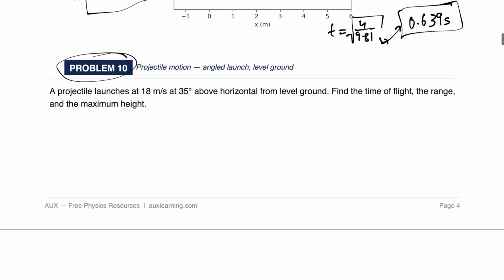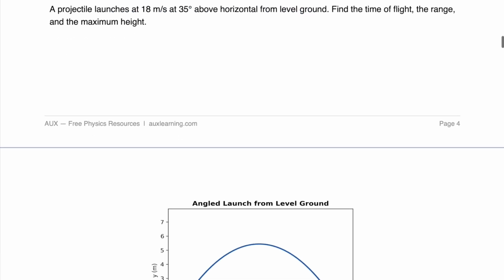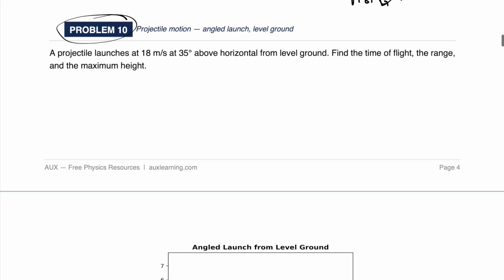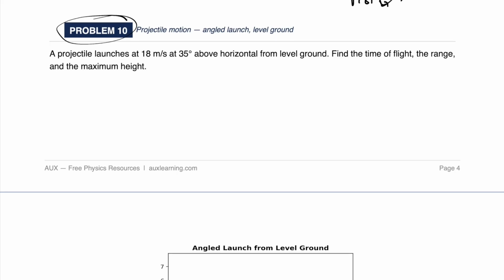Another projectile motion question. A projectile launches at 18 meters per second at 35 degrees above horizontal from level ground. Level ground means we can use the formulas we have stashed. I bet you're just begging to use those, right? Find the time of flight, the range, and the maximum height. So if you remember, t, our time of flight, is equal to 2vy initial over g. If it seems a bit abstract to you, I went over the derivation in my video. Feel free to check that out.